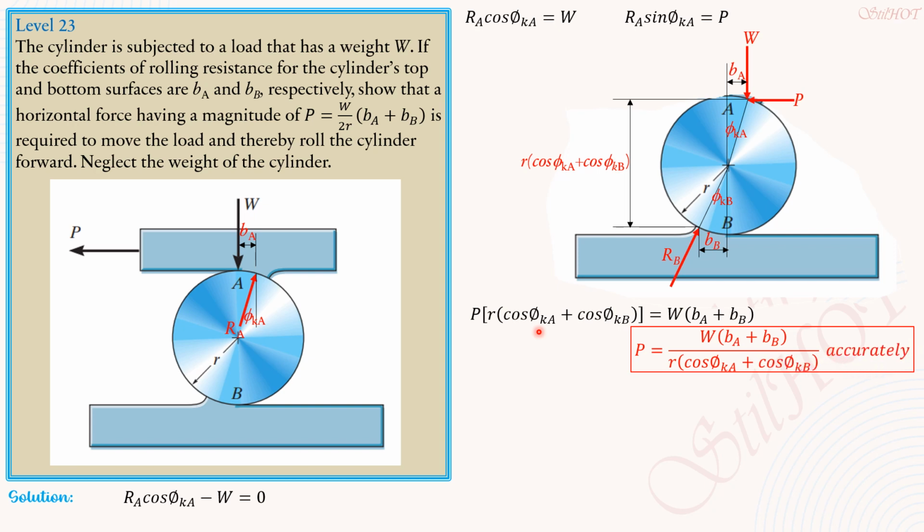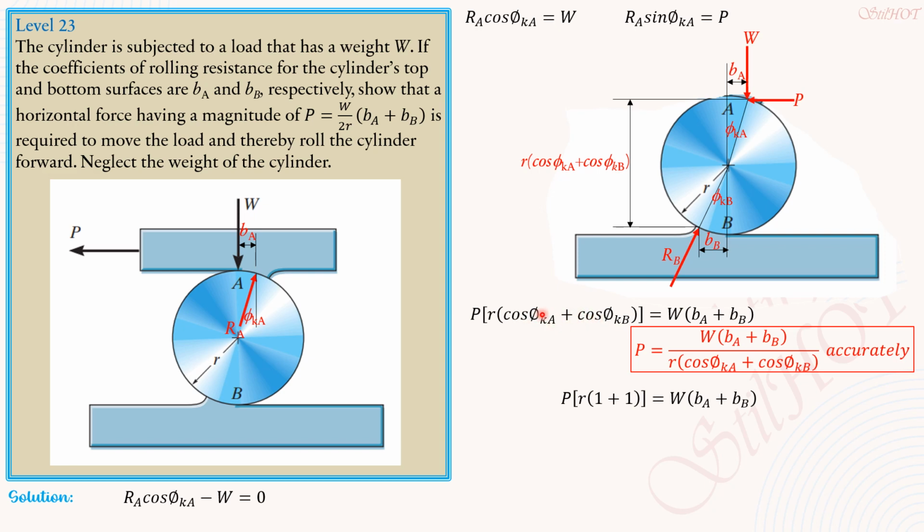Now for the approximate formula for P, if the angles phi sub kA and phi sub kB are close to 0 or very small, then their cosines would be almost equal to 1. So we simply set this to 1. This one is also 1 for the approximate derivation or values of cosine of phi sub kA and cosine of phi sub kB, noting or assuming that these angles are very small, which is the usual value.